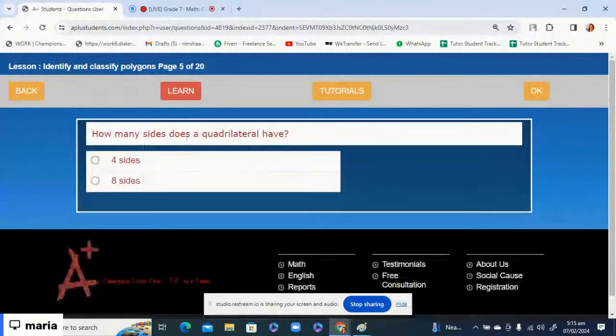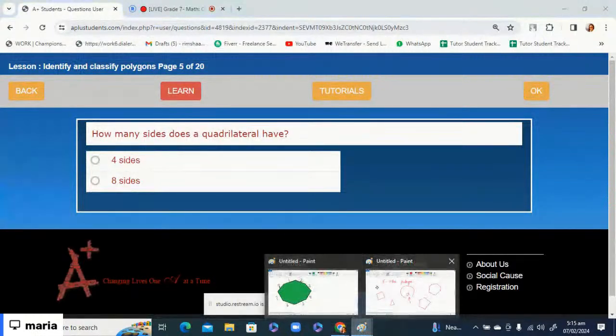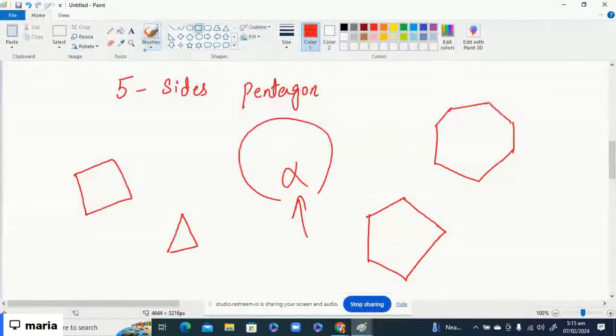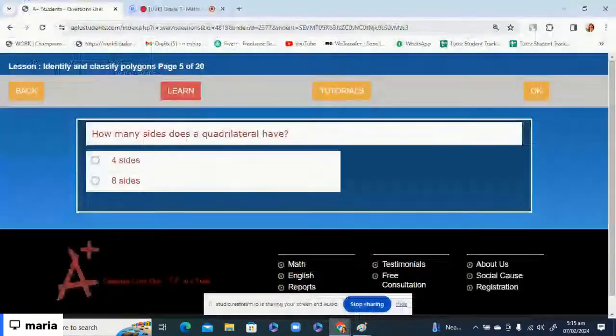Now how many sides does a quadrilateral have? A quadrilateral always has 4 sides. It may be in the shape of, you can say, like this in this way. Okay, like this is the shape of a quadrilateral. So we can say that these are 4 sides.